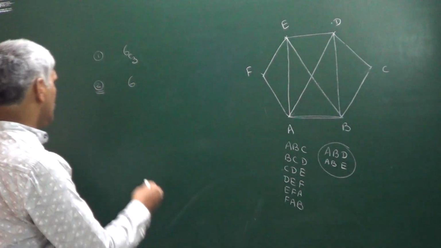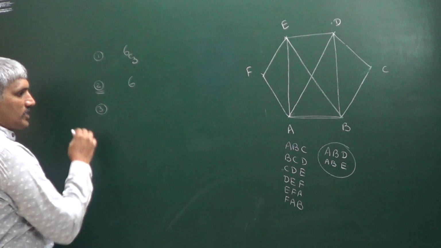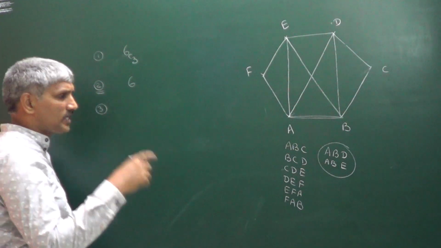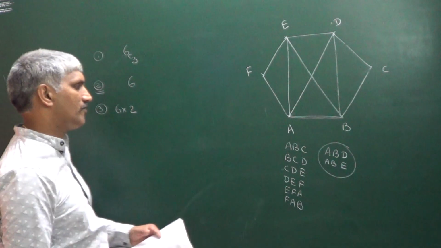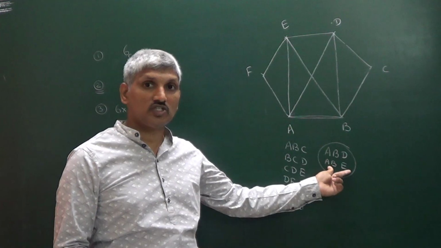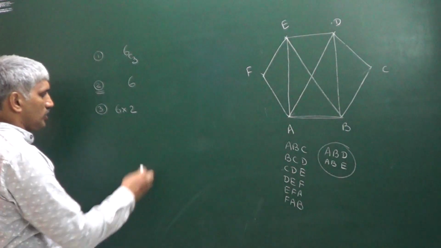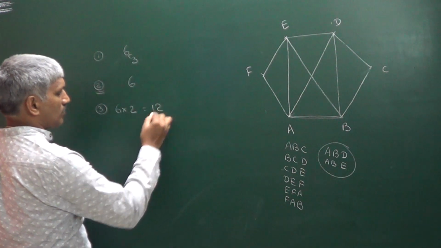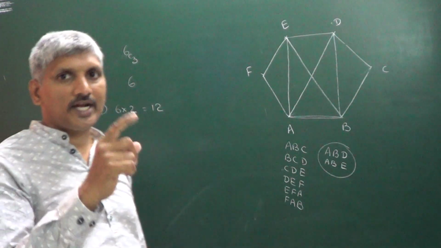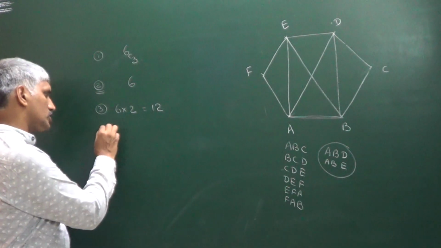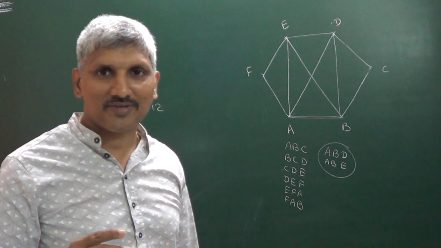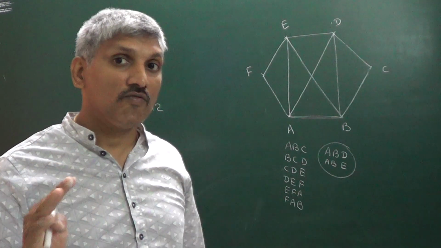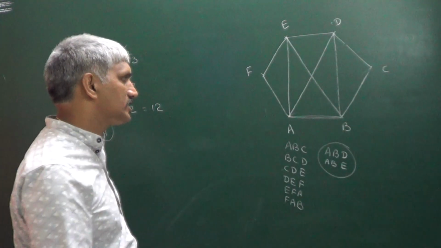So that's why the number of triangles with exactly one side common is equal to 6 into 2, because in every side case we are getting 2. So 6 into 2 is equal to 12 triangles are possible with exactly one side common. Now the last question: the number of triangles with no side common with the sides of the polygon.